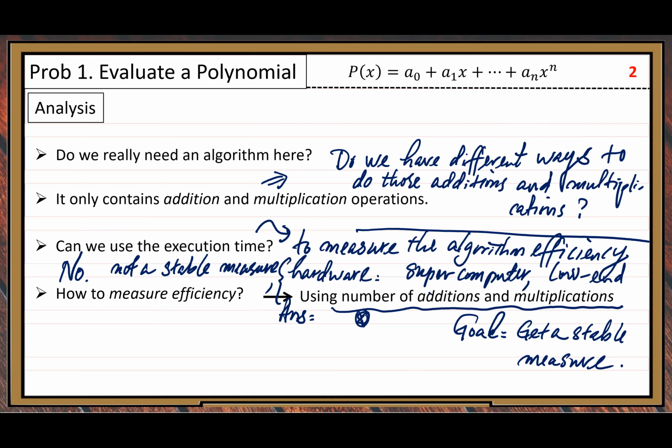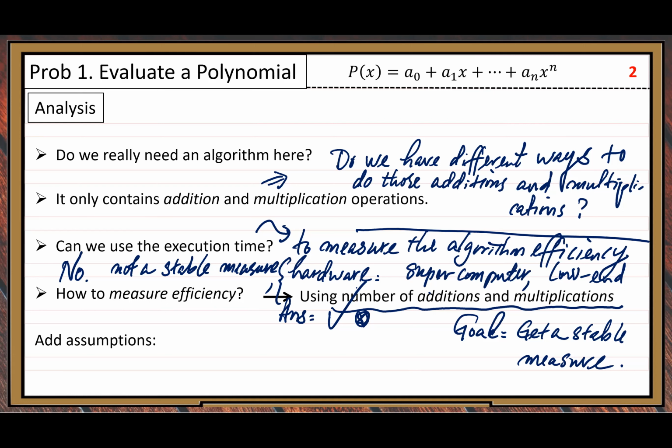If you are an experienced programmer, you can write a super efficient program compared with a beginner programmer whose program is not quite efficient, but you both should use the same number of additions and multiplications, for the same algorithm. That's what I mean. So this measure is objective and stable. All right, we just got that point.